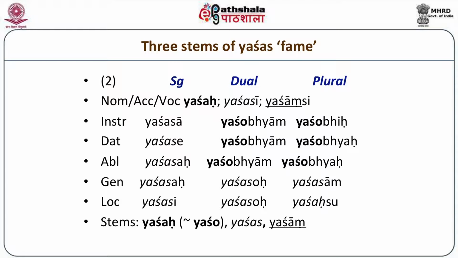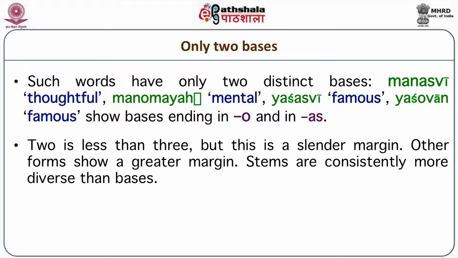Now when you look at bases, from words like manas and yashas, you can derive words like manasvi, thoughtful, yashasvi, famous, manomaya, mental, yashovan, famous. How many bases did you find? You found the bases manas and mano, or you found yashas and yasho, 2 bases corresponding to 3 stems. You will say that's not an earth-shaking result. 3 is not so much bigger than 2. It doesn't look like a huge difference.